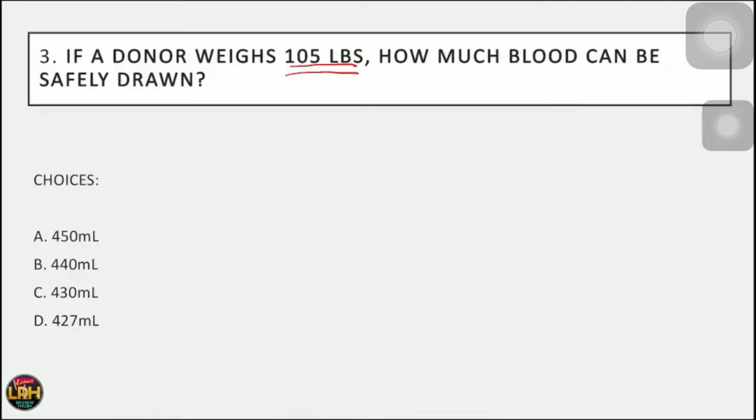So what we can do is to compute for the reduced volume factor, for us to compute for the amount of blood to be collected and the amount of anticoagulant to be needed. So in this question, the given is 105 pounds. So we can use this to identify the reduced volume factor.